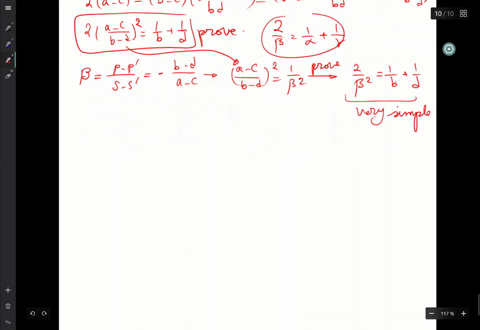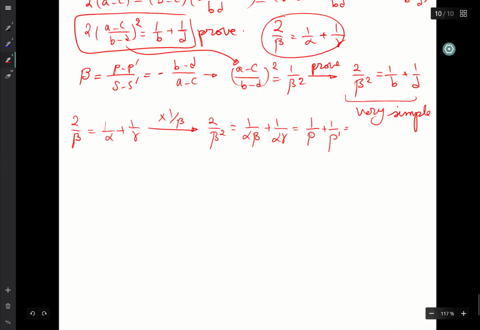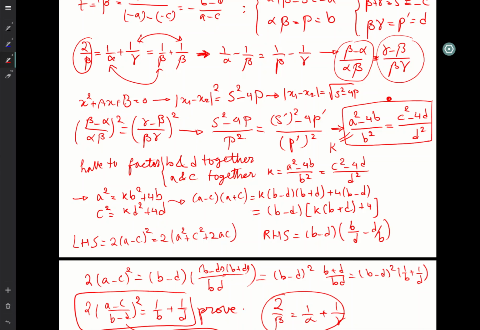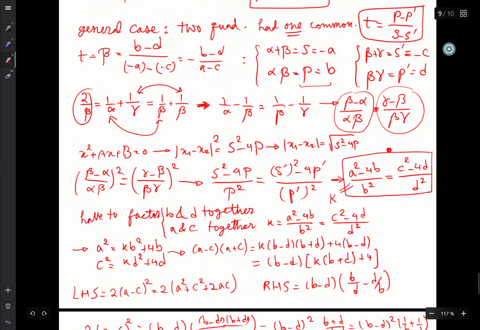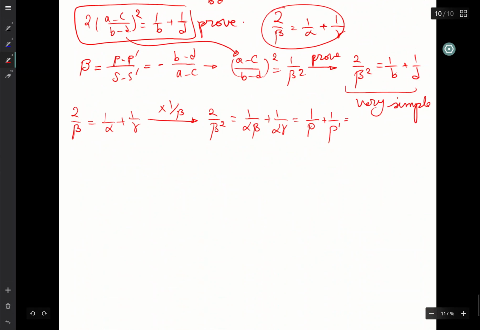Because I take the original one, 2 over beta equals 1 over alpha plus 1 over gamma, multiplied by 1 over beta. 2 over beta squared is 1 over alpha beta plus 1 over alpha gamma, which is 1 over p plus 1 over p prime. Remember what p was? P was b and p prime was d. 1 over b plus 1 over d. So done. So we start with the expression that is given, multiplied by 1 over beta. We realize that 2 over beta squared is 1 over b plus 1 over d.